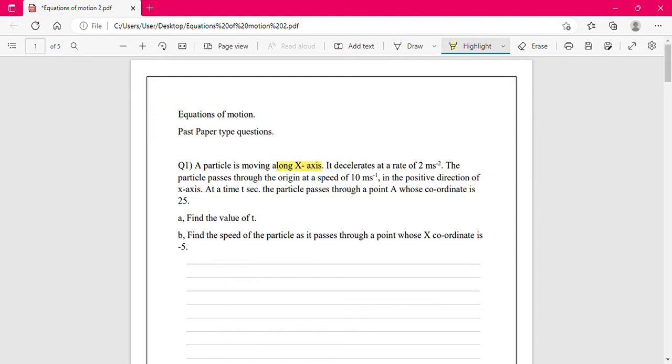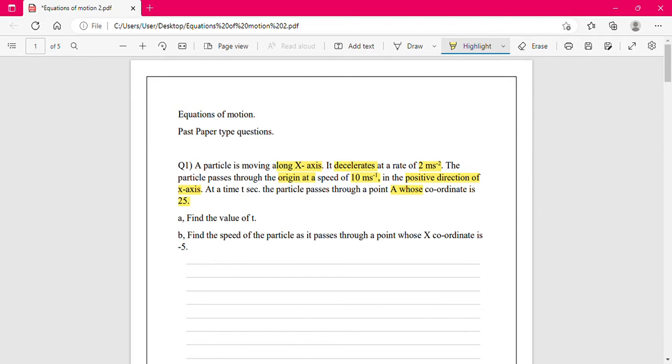It decelerates at a rate of 2 meter per second square. The particle passes through the origin at a speed of 10 meter per second in the positive direction of x-axis. Now at time t seconds, the particle passes through a point A whose coordinate is 25, that is on x-axis. Find the value of t.